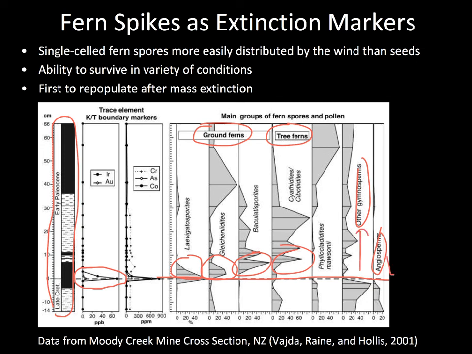And then angiosperms, I'm not even seeing recovery at all, even on this diagram. So you can see the coincidence between the iridium spike and the KT boundary and the fern spike as an extinction marker, which is also supporting evidence for the asteroid impact hypothesis.